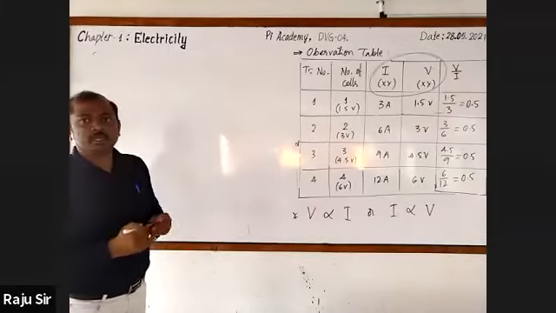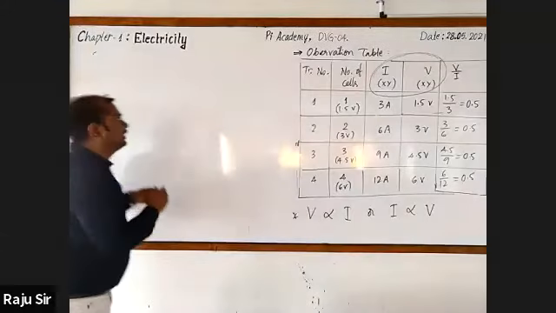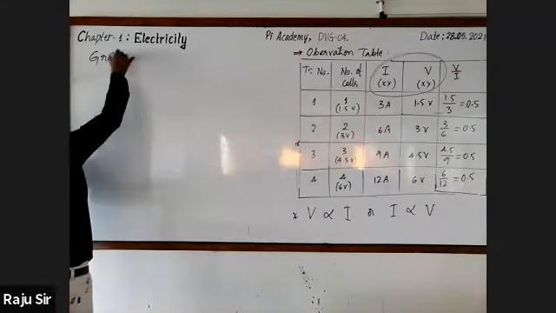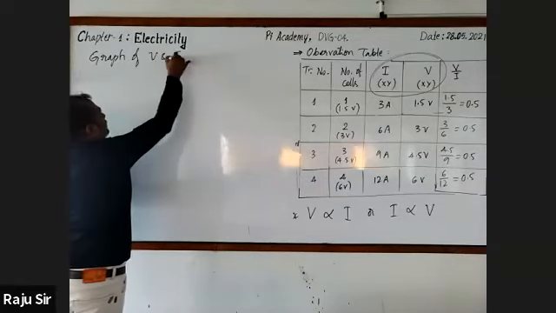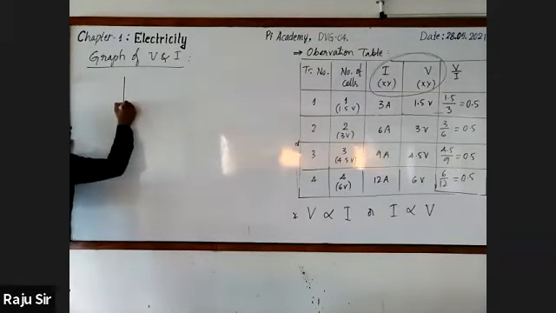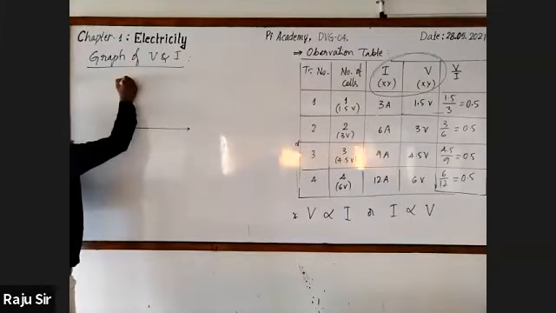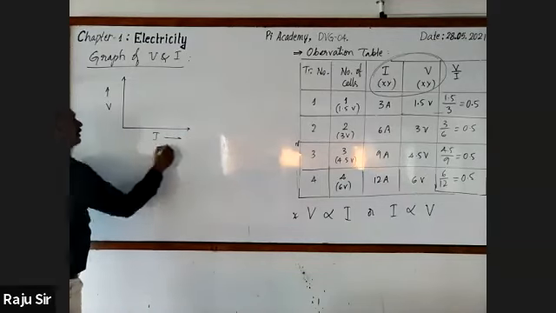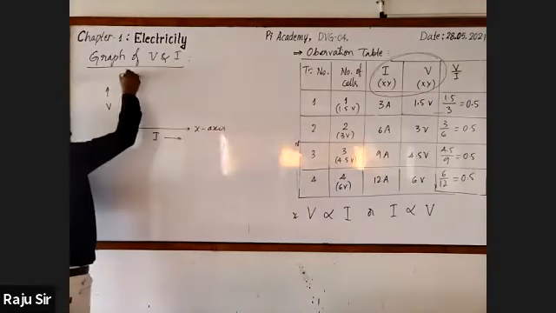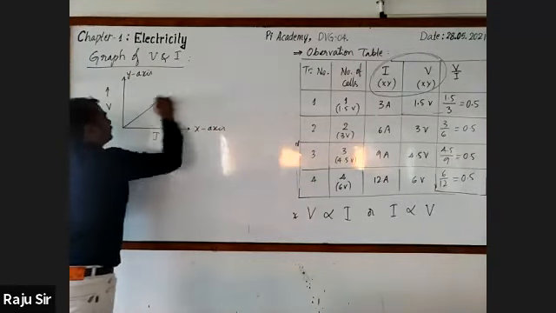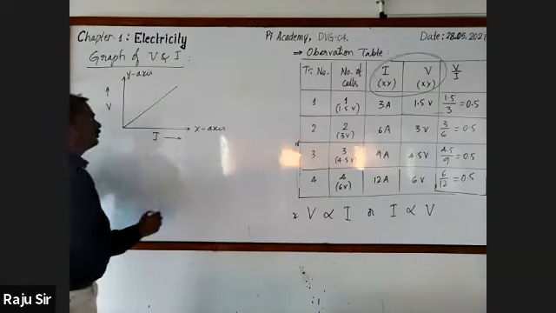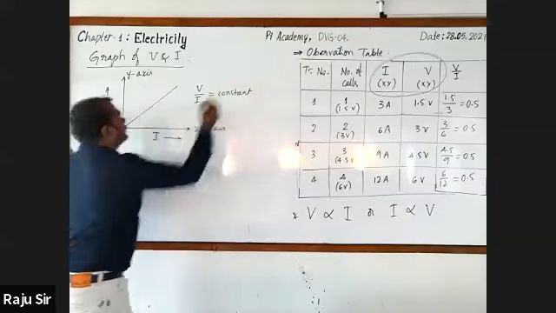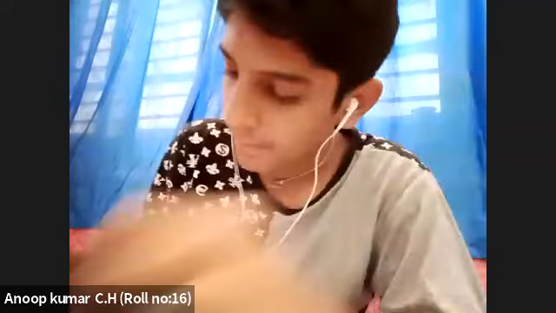The relationship between V and I is that V by I is always constant. And here quickly write first the graph of V and I. Quickly, as fast as possible, draw the graph of V and I. This is I, the x-axis, and this is V, the y-axis. The nature of the graph will be a straight line, which indicates constant. Sir, should we write this constant? Now right.